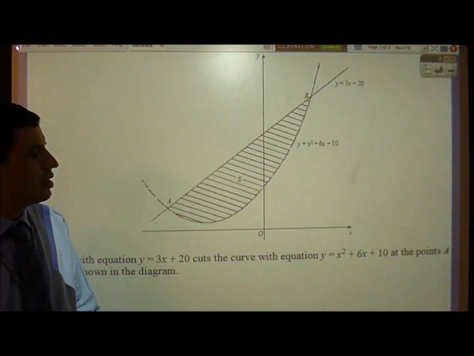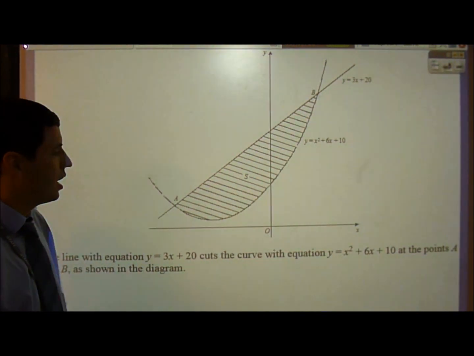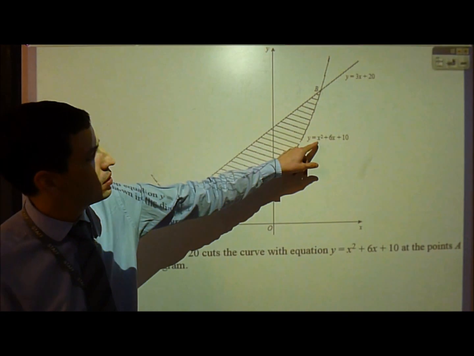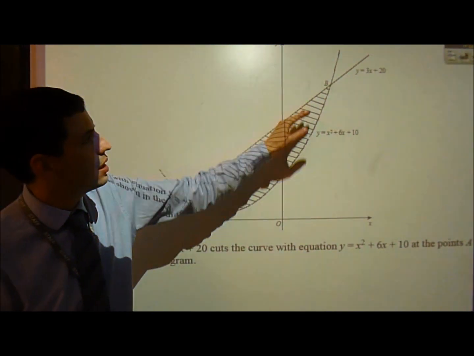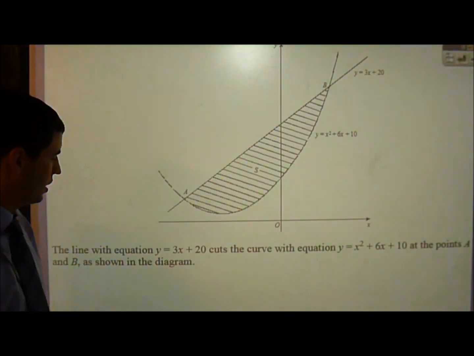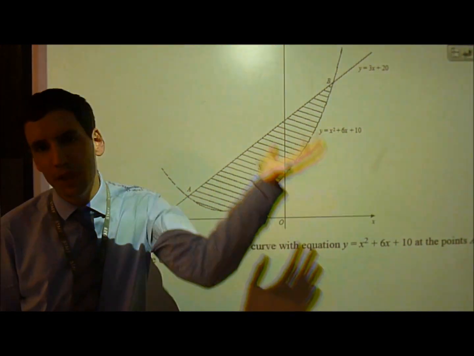Alright, this is a tasty looking little integration question. They've given us the graph of y equals x squared plus 6x plus 10, and they've given us the line intersecting with it, y equals 3x plus 20. I bet they're going to ask us to do some fun with this. Follow me.